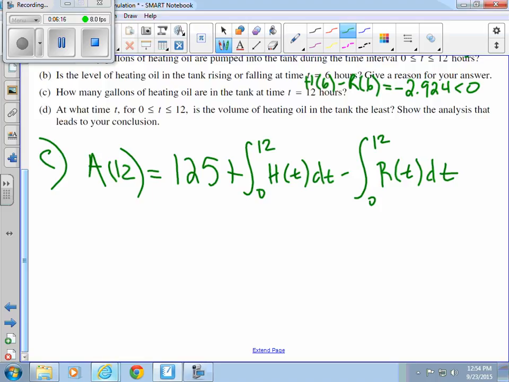Again, if you have h of t and r of t in y1 and y2, you can go to your home screen and use the integral symbol and type y1 of t, or however you want to do that. So it will do that if you want to keep you from having to type those functions up. Any questions about that? Has anyone gotten that yet? 122. It is gallons.